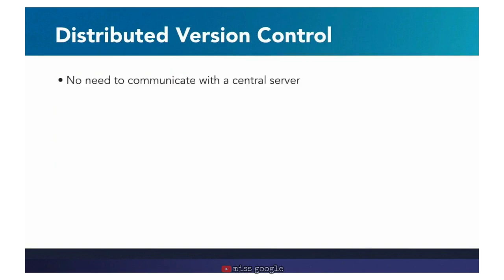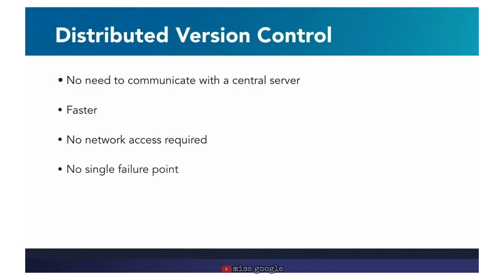Now, because it's distributed, that has a couple of advantages. It means that there's no need to communicate with a central server, and that makes things faster. And it means that it's not necessary to have network access to submit our changes. We can work on an airplane, for example. And there's no single point of failure. With CVS and SVN, if something goes wrong with that central repository, that can be a real showstopper for everyone else who's working off of that central repository. With Git, we don't have that problem. Everyone can keep working. They've each got their own repository that they're working from, not just a copy that they're trying to keep in sync with some central repository.